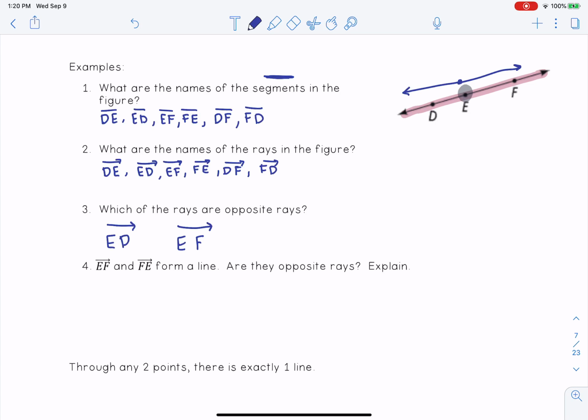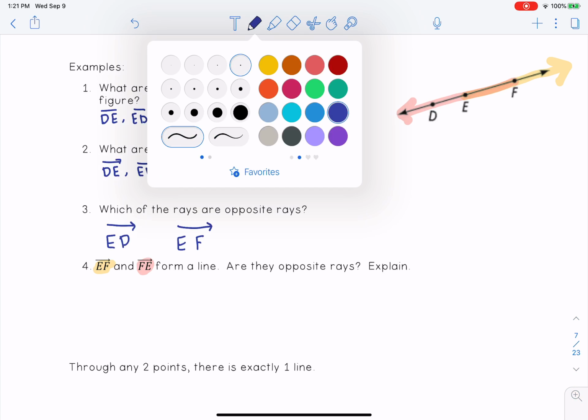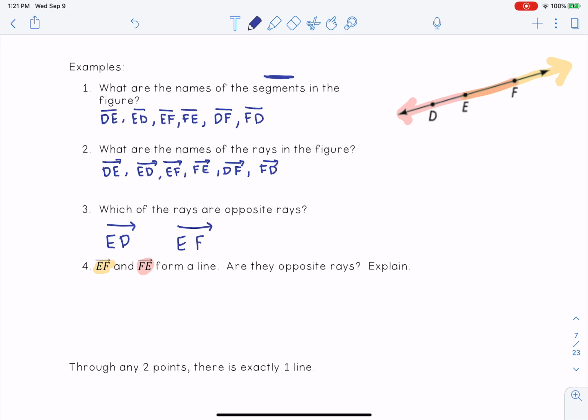This next question asks, EF and FE form a line. So let's see which ones we're talking about. EF is here. And FE goes like this. So they form a line. Are they opposite rays? Explain. So maybe take a second to pause and think about this. They're not opposite rays because they don't share a common endpoint.